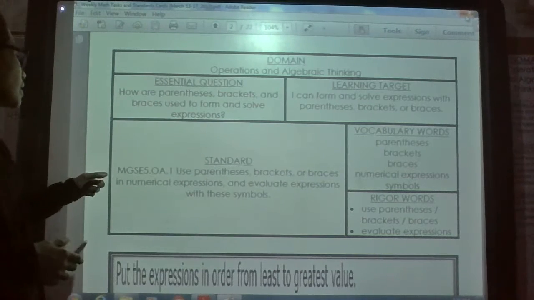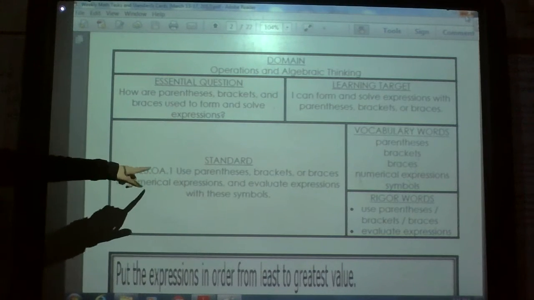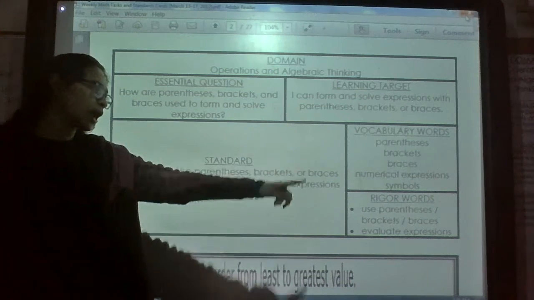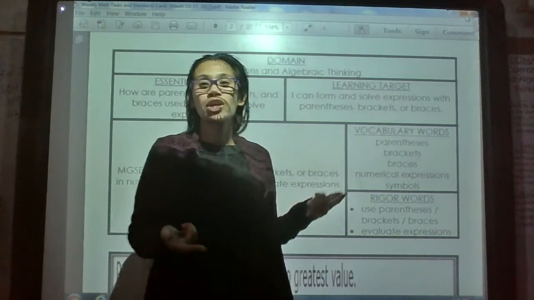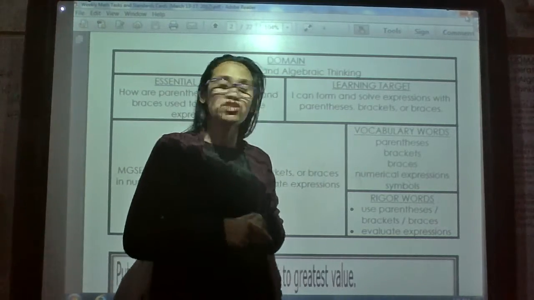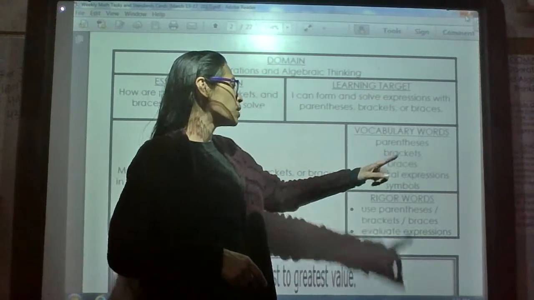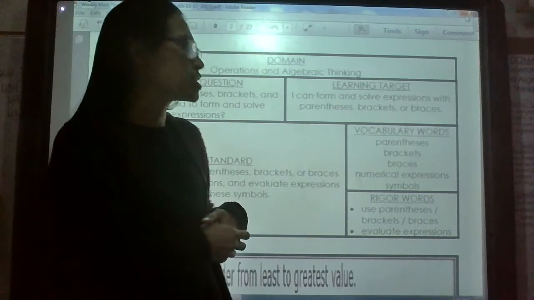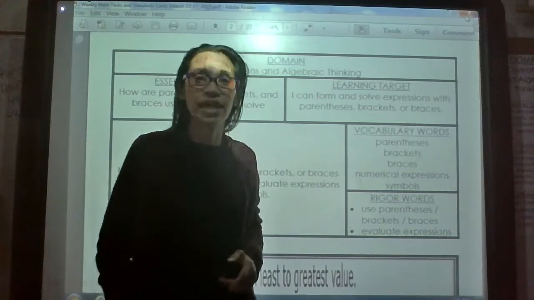Look at the standard. It's MGSE5.OA1, use parentheses, brackets, or braces in numerical expressions and evaluate expressions with these symbols. Here's some key vocabulary words. You can also write these down in your journal. We have parentheses, brackets, braces, numerical expressions, and symbols. Our rigor, our challenge for this task is to use parentheses, brackets, braces, and to evaluate expressions.